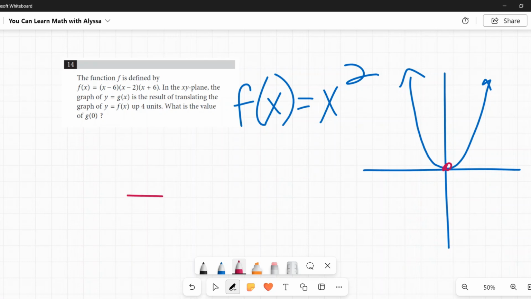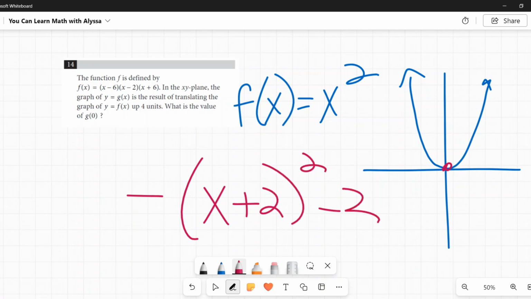So if I had negative (x plus 2) squared minus 3, first it's going to flip it upside down. There's my negative. The plus 2 means it's going to move toward the negative, to the left, so it's going to move over 2. The minus 3 means it's going to move down 3. So that is what that new one would look like.